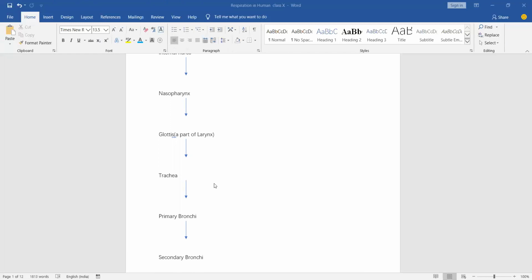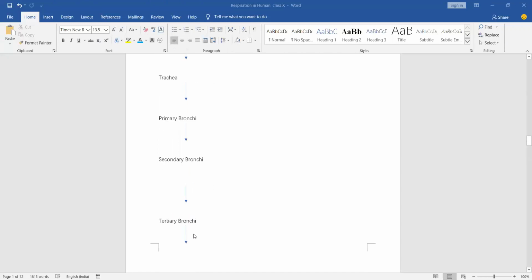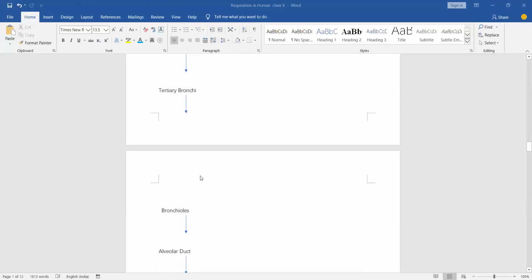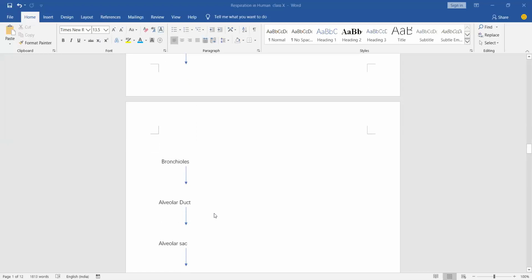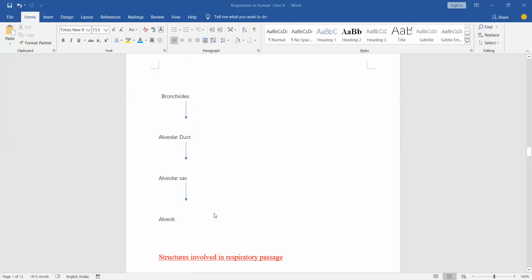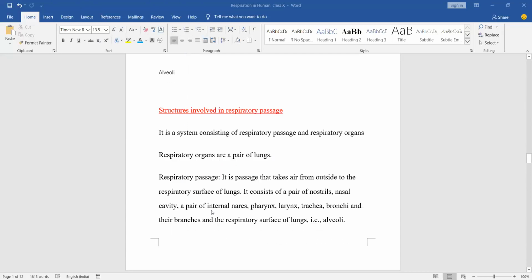Then it goes to the trachea, which is also known as a windpipe. And then it branches into different tube-like structures, that is primary bronchi, then secondary bronchi, then tertiary bronchi. Afterward it moves to the small tubule-like structures, bronchioles, and then passes to the alveolar duct, alveolar sac, and then to the alveoli. Okay, so I'm going to explain about every organ involved in the respiration of human.